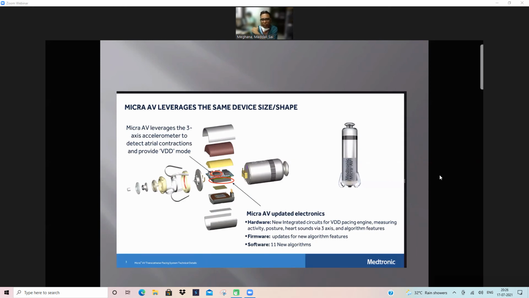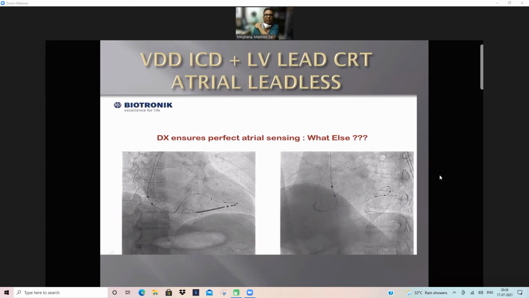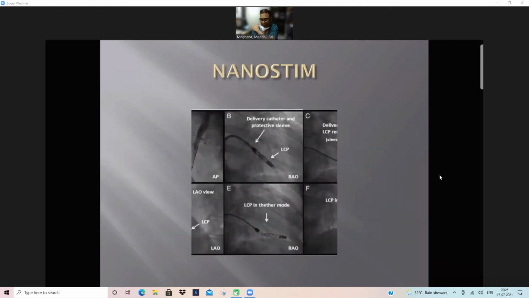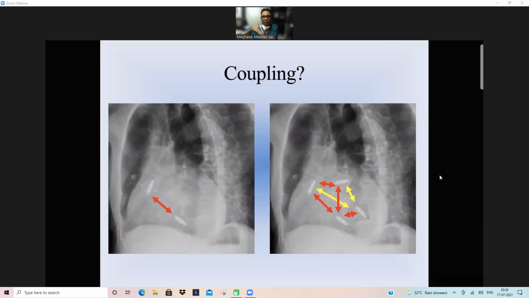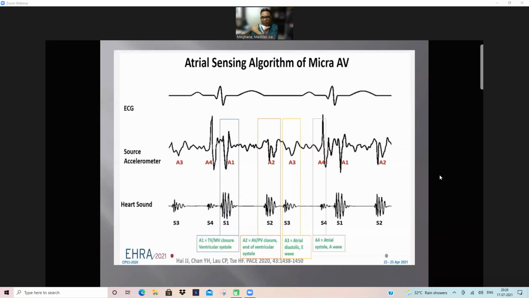It will work as atrial leadless, that is a VDD leadless pacemaker. And we also have an atrial leadless VDD ICD, and also a kind of atrial leadless CRT. We had Nanostim, but because of perforation, we have forgotten it. And A4 is very important.